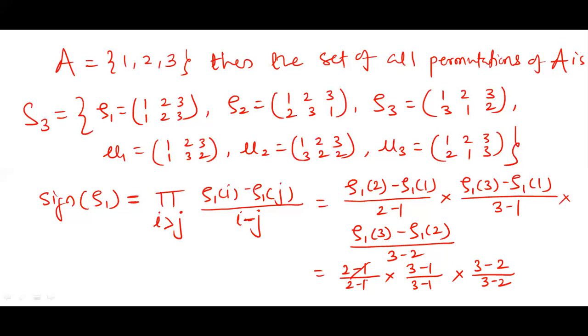See, 2 minus 1 is 1, 2 minus 1 is 1, 3 minus 1 is 2, 3 minus 1 is 2, 3 minus 2 is 1, 3 minus 2 is 1. All terms are cancelling, so we'll get 1. Therefore, we got signature of rho 1 is 1. Okay. Let's find signature of rho 2.